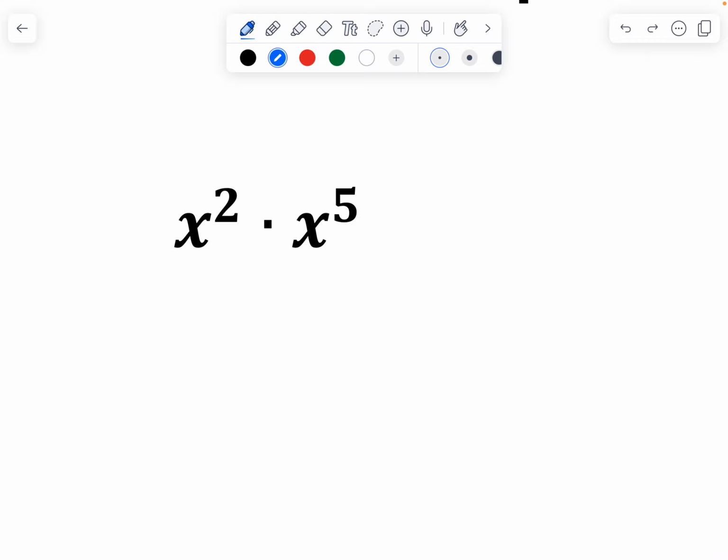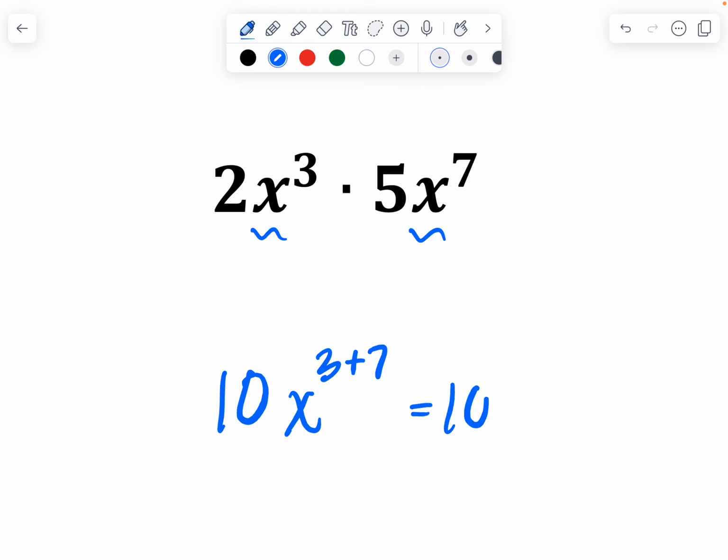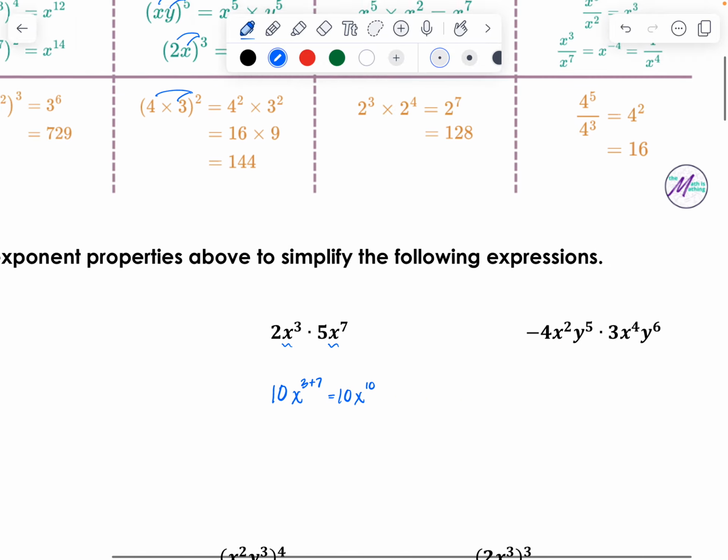Okay, so here we've got two things being multiplied together. Notice the bases are the same. So when we multiply those bases, we add the exponents. So that becomes x to the 7th. All right, again, we're multiplying our bases. Here we've got coefficients. 2 times 5, that becomes 10. We'll have x. Now we add those exponents, so that becomes 10x to the 10th.